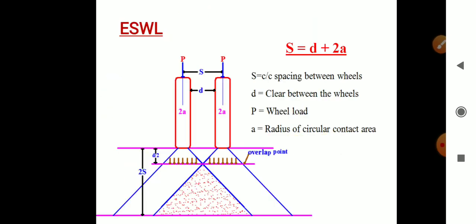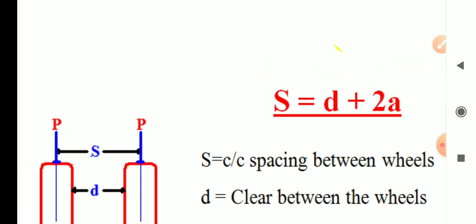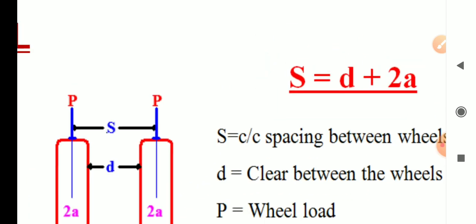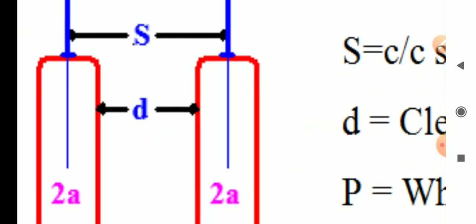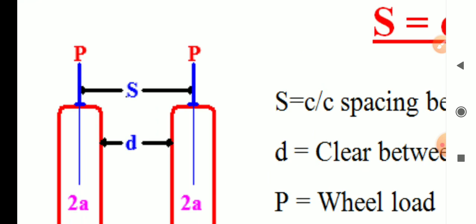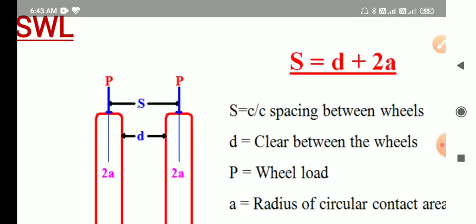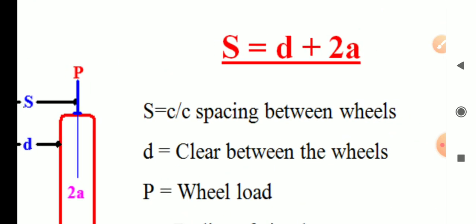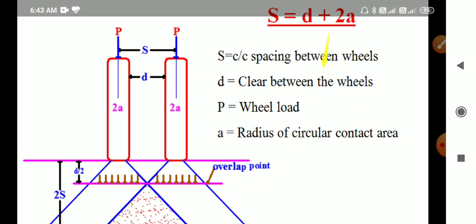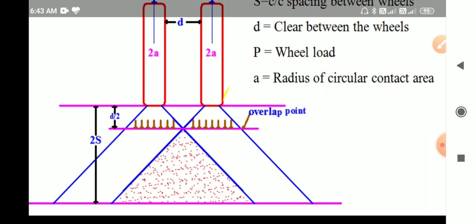Next, sometimes in a problem s is not given. In that case, s is equal to d plus 2a, where a is the radius of the wheel contact area. This is the formula. S is the center to center spacing between wheels, d is the clear distance between the wheels, p is the wheel load, and a is the radius of the circular contact area. This is the concept.